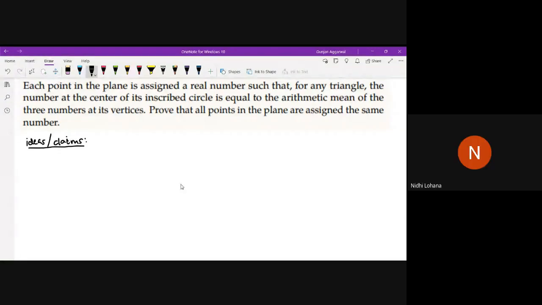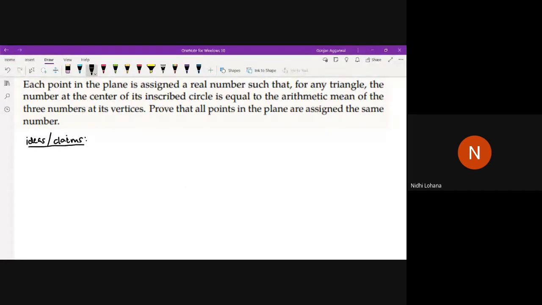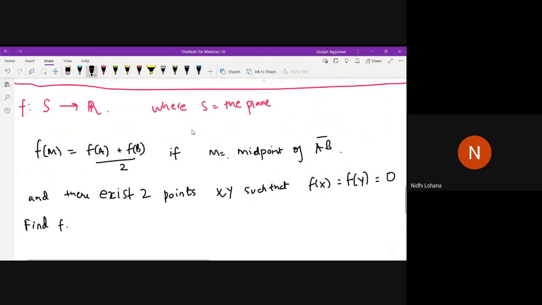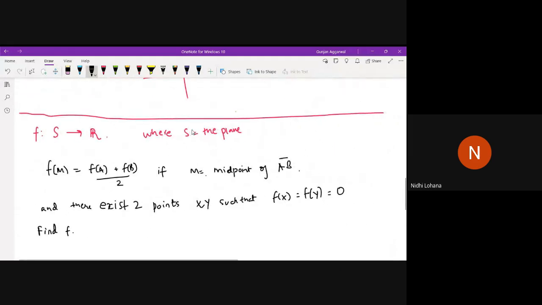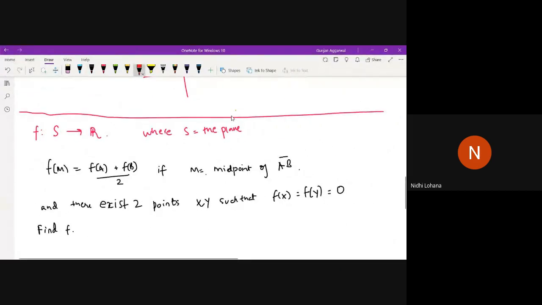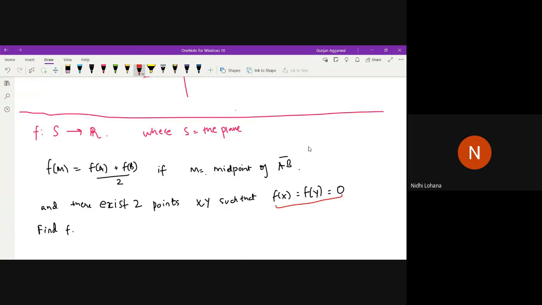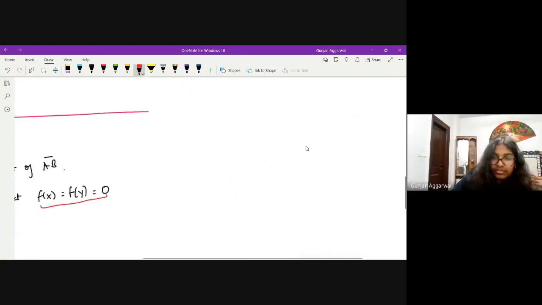I think I did some working and I got that, in the above question, the same thing that proves that all points in a plane have the same number. F of x is the same for all. Also, there are some numbers with zeros, so what do you get? So f is 0 for all.